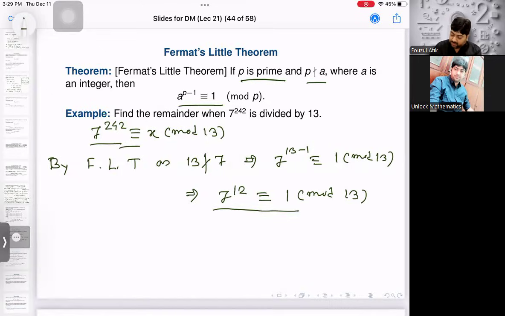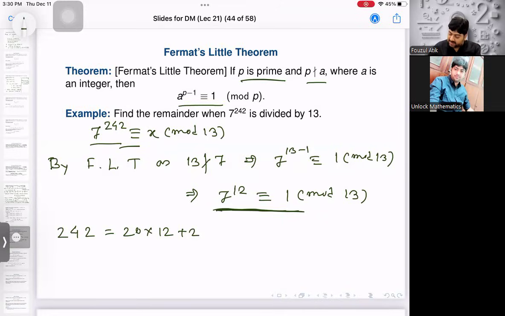How to do that? 242, I'll write it in terms of 12. So 242 is equal to 20 into 12, which is 240, plus 2. Then I'll first raise these things to the power 20. Because we know that if a is congruent to b mod n, then a to the power k is congruent to b to the power k mod n, for some integer k. So that thing I am doing.